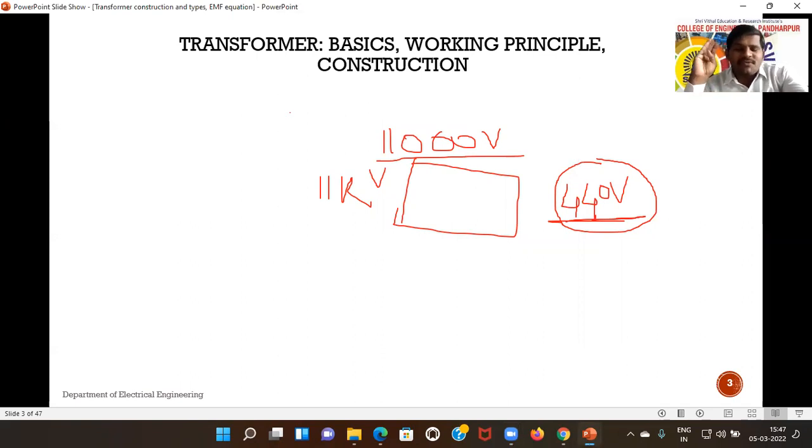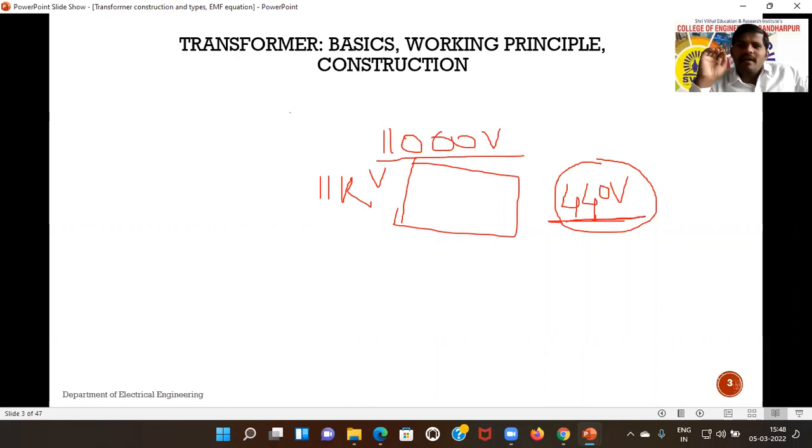See, for that purpose, understand the definition. Transformer is a static device. It will transfer a power from one circuit to another circuit with change in its voltage or current, but without change in its frequency. Voltage or current changes, but without change in its frequency. Frequency remains constant. Along with that, the power supplied is also constant. Okay, that means, accepting some drop or some losses, the transformer power remains constant.